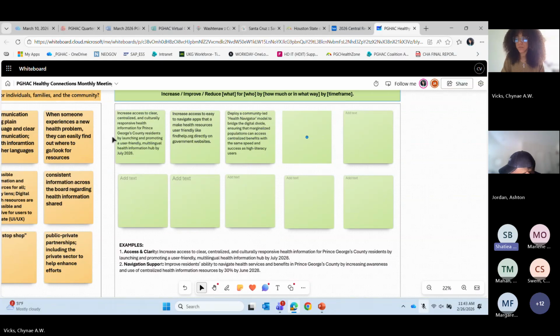Yes, I'm going to take a stab at this policy piece. So I would say: improve health literacy for community members by policy advocacy engagement by 2028.